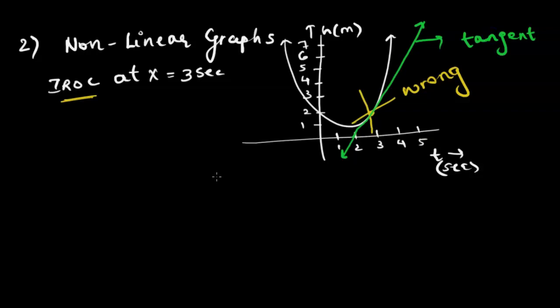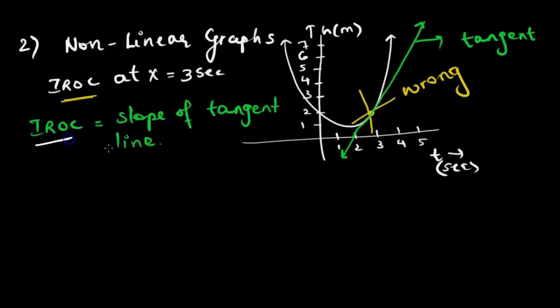Now as we learned in average rate of change, that it is equal to the slope of the secant line, similarly, IROC is equal to the slope of the tangent line. So in order to find IROC, we will find the slope of the tangent line. We can read any 2 points on this tangent line that we can read properly.